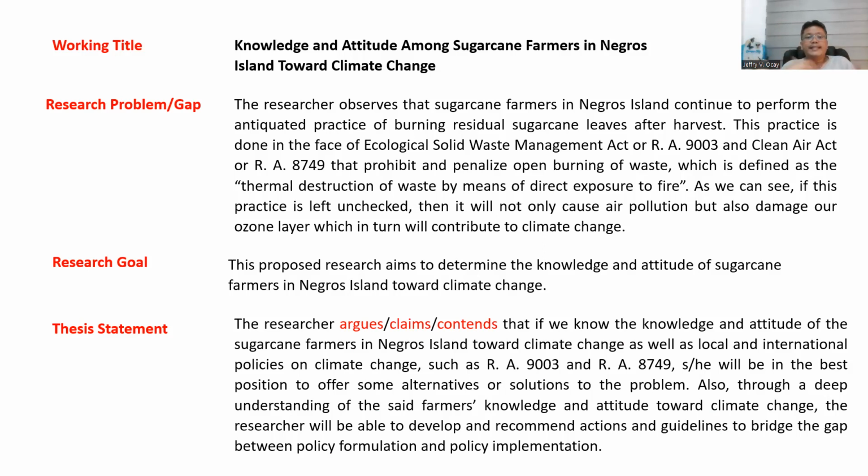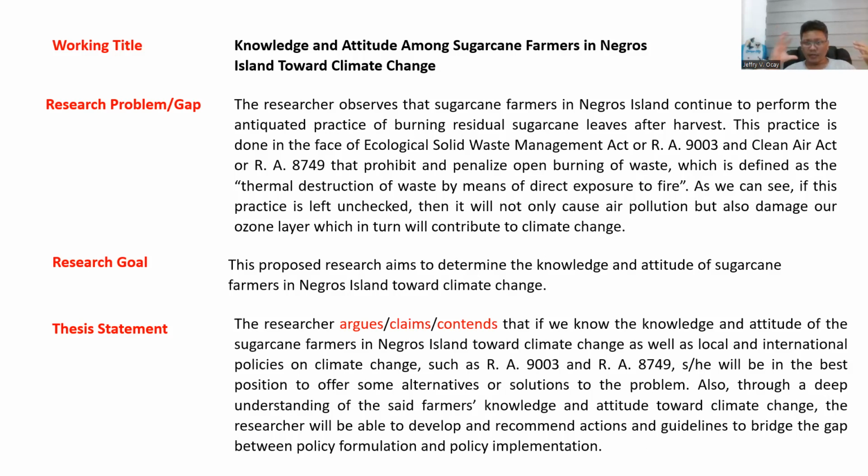Also, through a deep understanding of the said farmers' knowledge and attitude toward climate change, the researcher will be able to develop and recommend actions and guidelines to bridge the gap between policy formulation and policy implementation. Let me explain very briefly the last statement. Because look, as you can see in the research gap, there seems to be a gap between policy formulation and policy implementation.